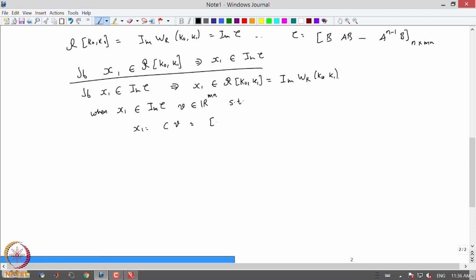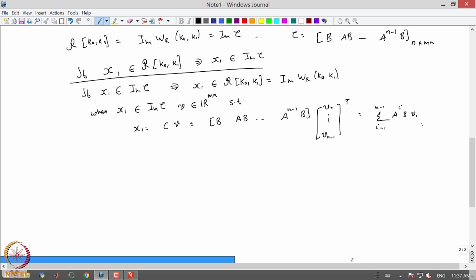So, this is B, AB, ... A^(n-1) B times, let us define these vectors V0 till V(n-1). So, this is the summation, I equal to 1 to n minus 1, A^i B V_i. Okay.